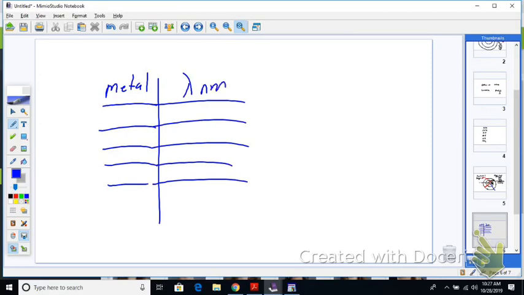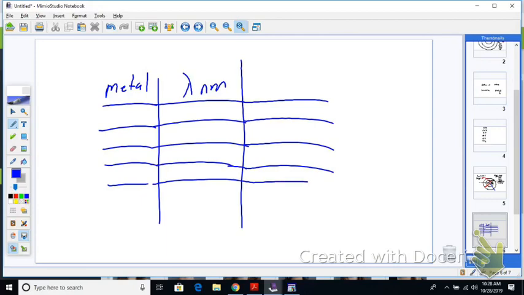Does anybody not understand you matching up the color? Do you guys match up the color with the wavelength? Do you guys have those written in there? It doesn't have to be perfect. I'm not asking you to have a perfect number, because it is something that you just have to look at to differentiate between the different colors and write the wavelength down.